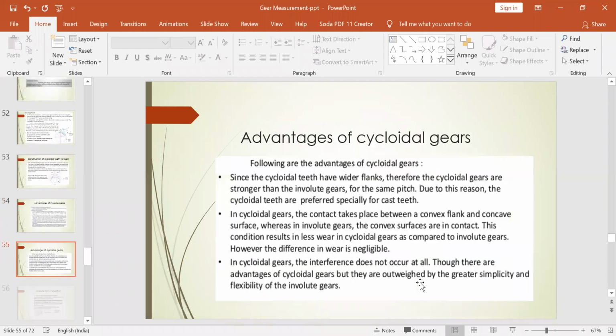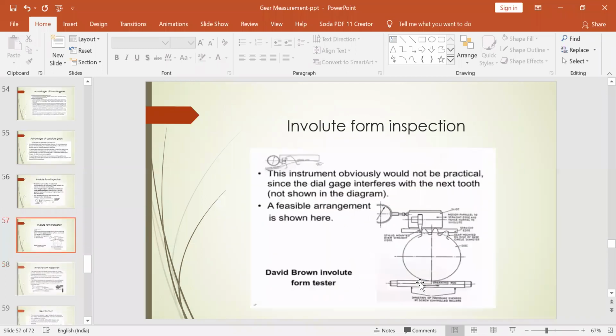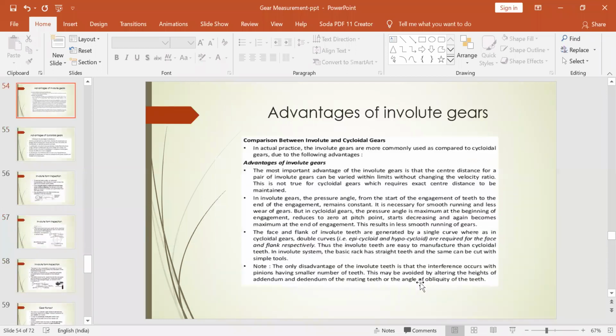And then come the advantages of the cycloidal, and then how you inspect the involute form. The involute form I will take in the next class, and the advantages also I will take in the next class.